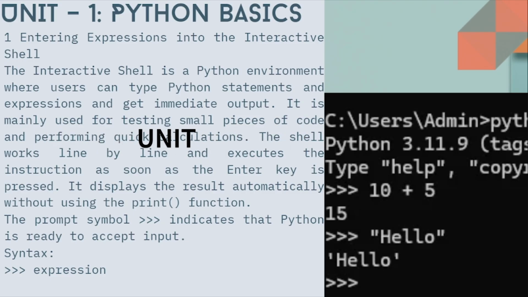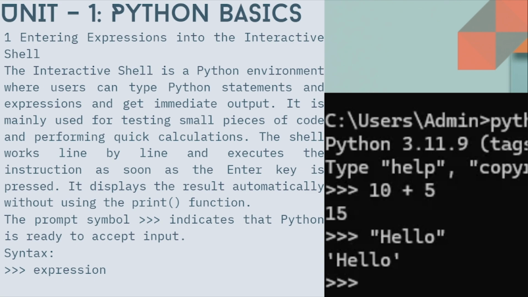Next, first in Python, we learn about Python basics, entering expressions into interactive shells. So if you want to try basic Python code, you can use interactive shells, that is nothing but the command prompt. This interactive shell is a Python environment where the user can type Python statements and expressions and get immediate output. It is mainly used for testing smaller pieces of code and performing quick calculations. The shell works line by line and executes the instruction as soon as the enter key is pressed.